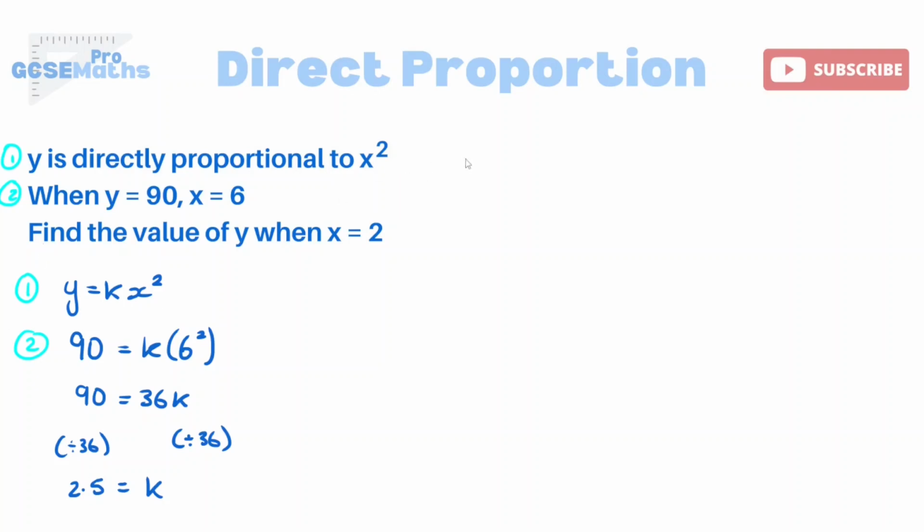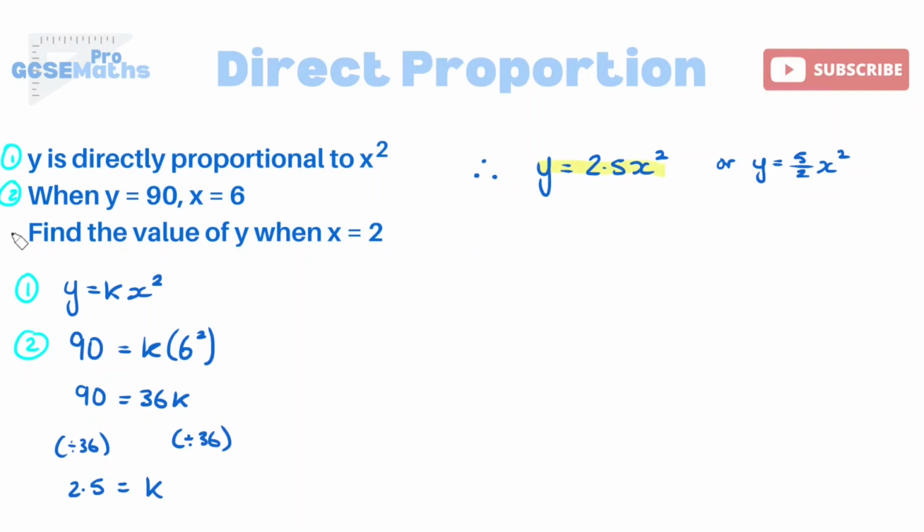Okay, then I'm going to write my therefore. What is my actual formula? What is my actual relationship between y and x squared? Well, that's y equals 2.5 x squared, isn't it? Or as I said, you might write it as y equals 5 over 2 x squared, same thing, doesn't matter.